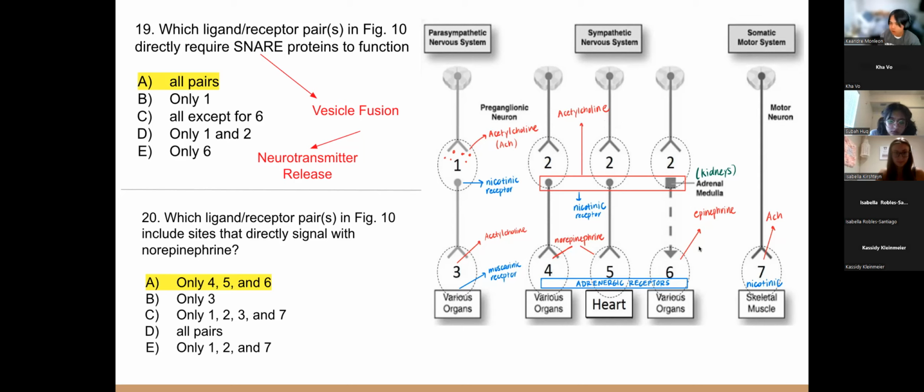One thing that I did forget to mention is that the adrenal medulla doesn't just secrete epinephrine. It can also secrete norepinephrine to initiate this fight or flight response. So in this case, which sites directly signal with norepinephrine? It would be 4, 5, and 6. All right.